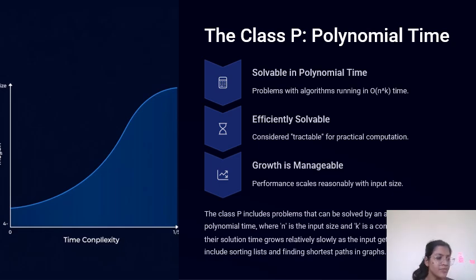So, class P is a class of decision problems that can be solved in polynomial time by deterministic algorithms. This class of problems is called polynomial. So these problems are solved in polynomial time, efficiently solvable, and growth is manageable.